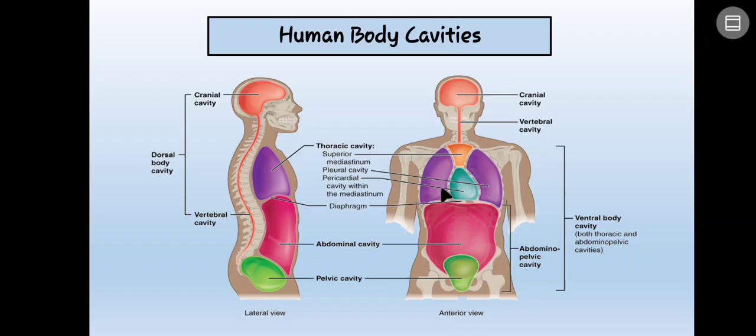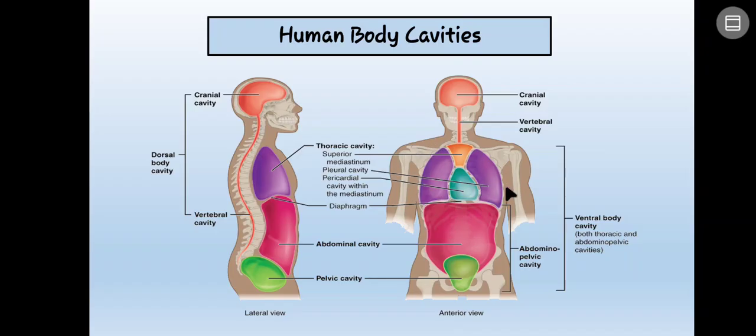So if you are describing the location of the heart, for example, you can say the heart is within the thoracic cavity, but specifically where? Where exactly is the heart? The heart is within the pericardial cavity, which is situated around the area of the mediastinum. So if you are talking about the location of the heart more specifically, it is within the pericardial cavity. And all these are within the thoracic cavity.